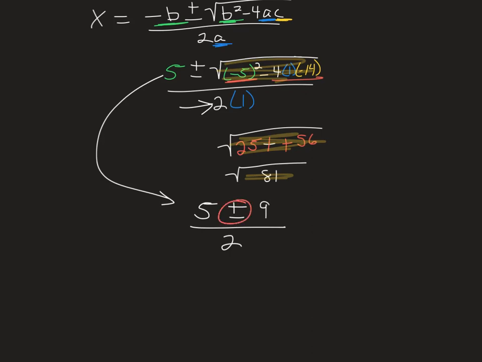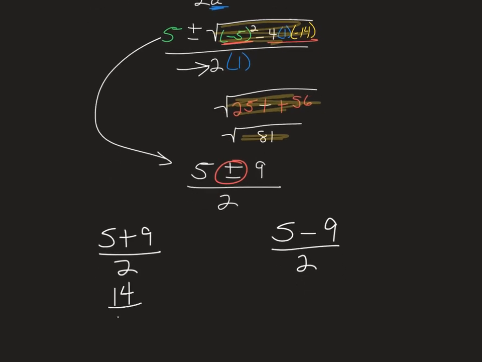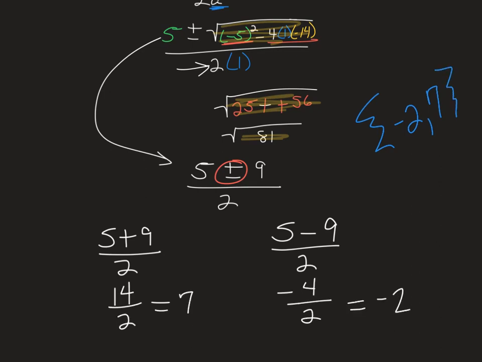So remember, this plus minus here means that you've got to actually solve this for 2 different expressions. You got to do 5 plus 9 divided by 2, and then you also have to do 5 minus 9 divided by 2. So 5 plus 9 is 14. 14 divided by 2 is 7. 5 minus 9 is negative 4. Negative 4 divided by 2 is negative 2. So my 2 solutions for this quadratic equation, braces I can't draw, are negative 2 and 7. Those are my 2 solutions for that equation.